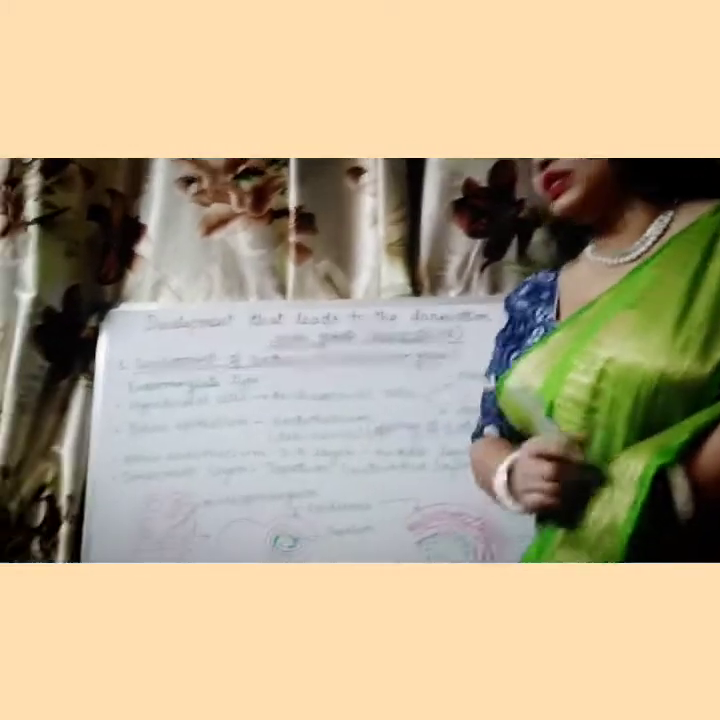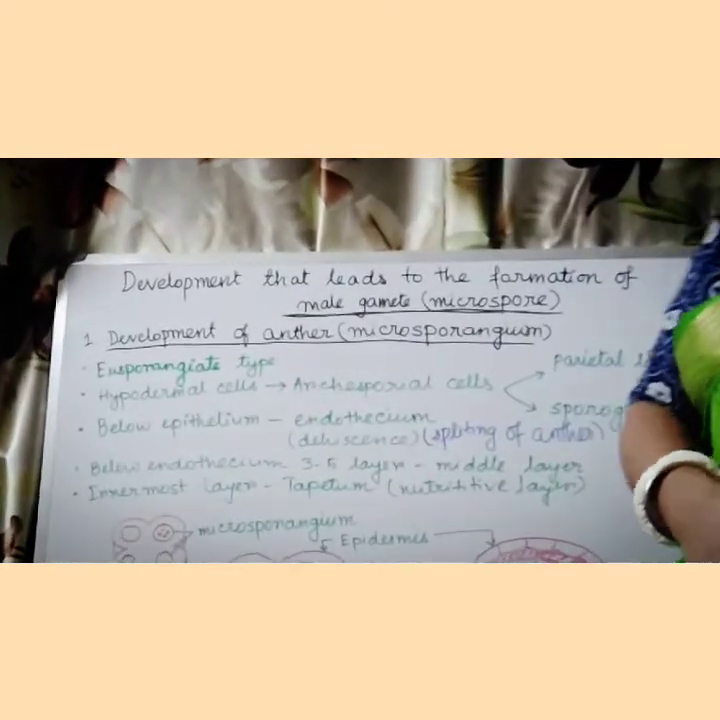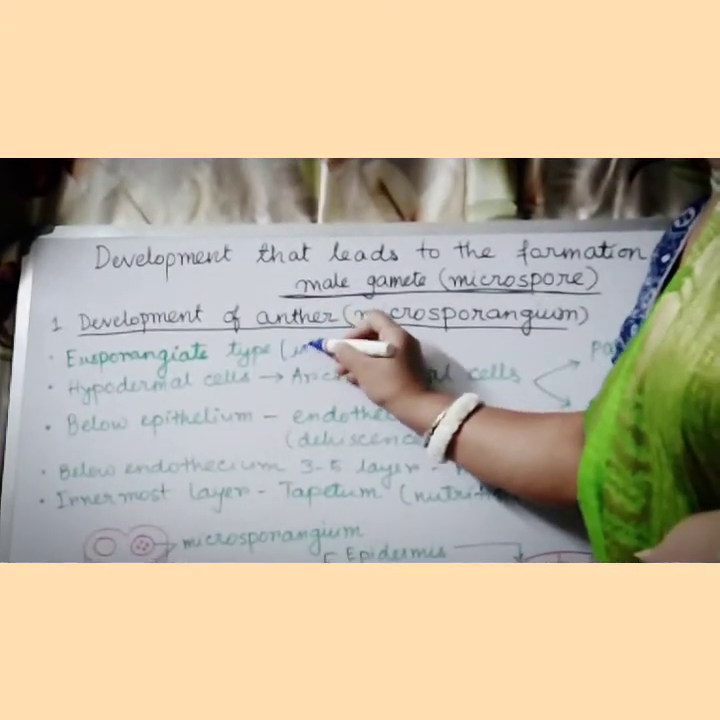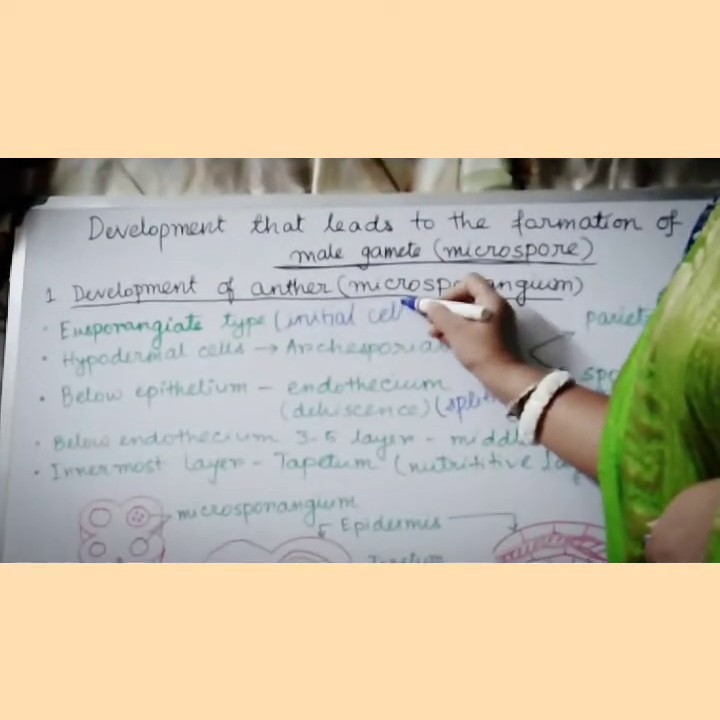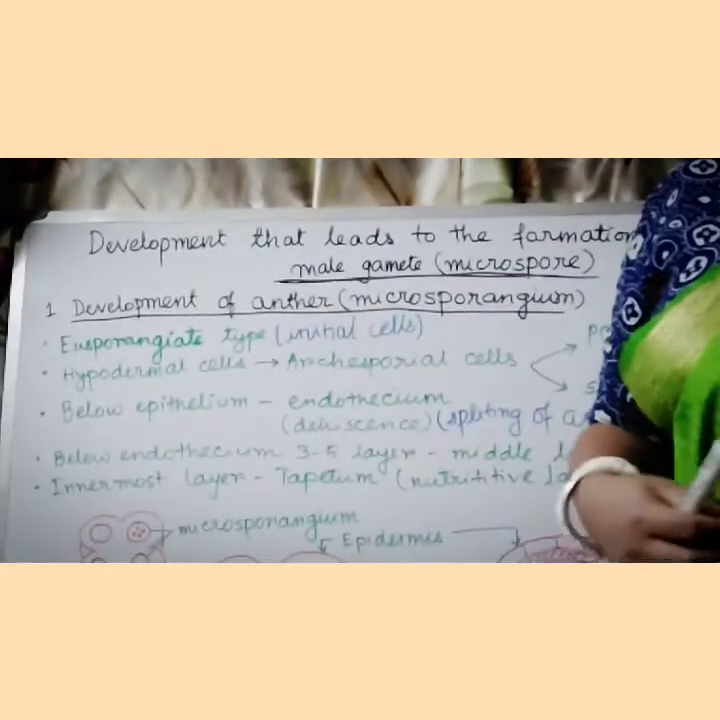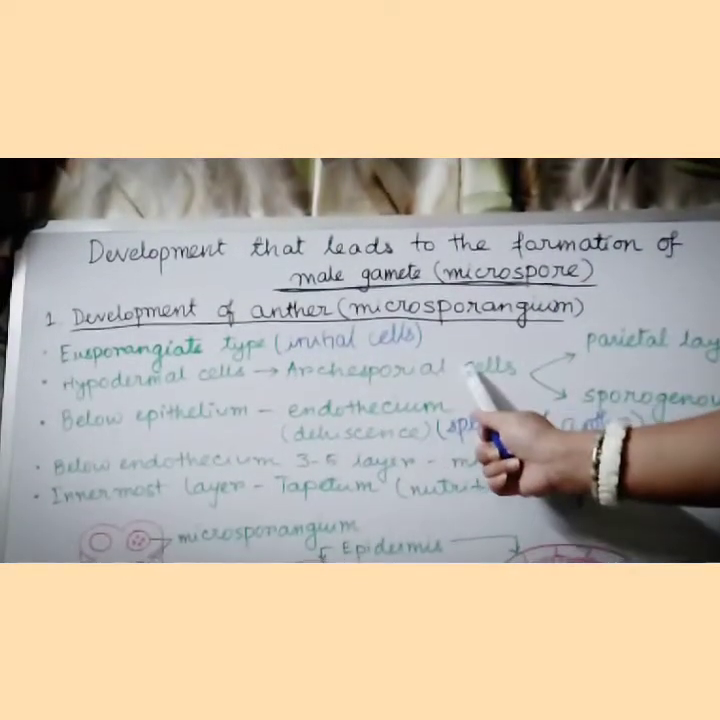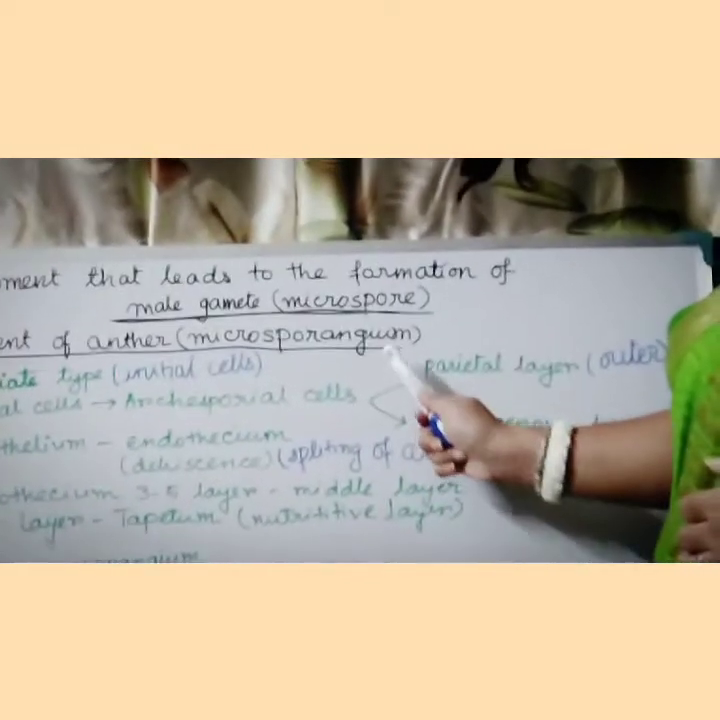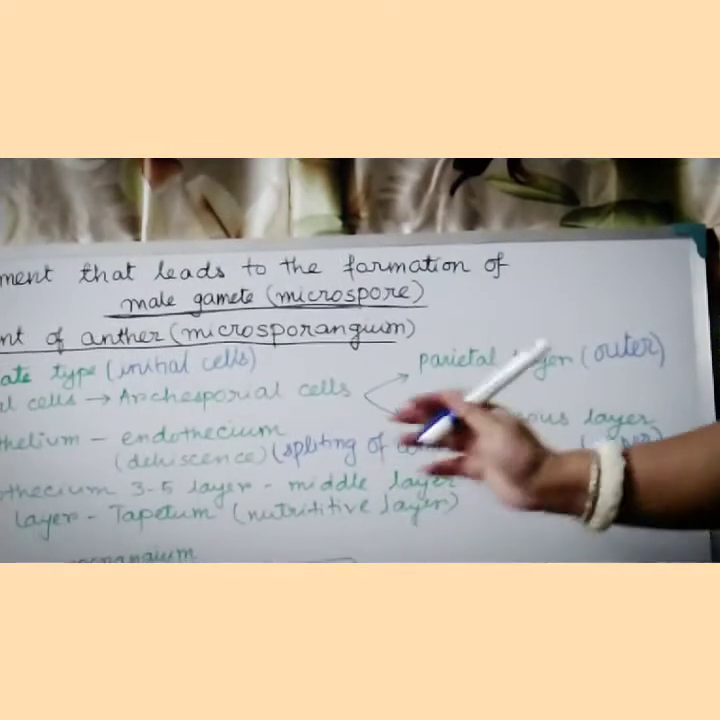This microsporangium is eusporangiate type, means a group of initial cells are first produced. That type of development is known as eusporangiate type. Some of the hypodermal cells differentiate to produce archisporial cells. These archisporial cells divide to form outer parietal cells and inner sporogenous cells.